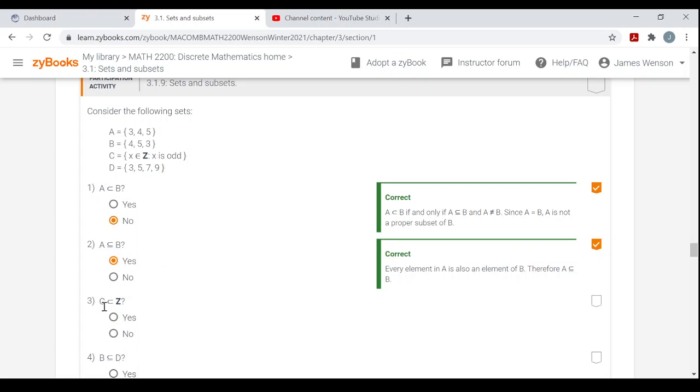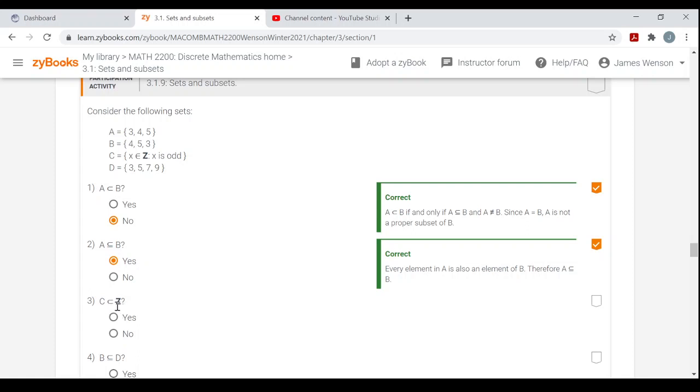Is set C a proper subset of the integers? So first off, is it a subset? In order to be a proper subset, you first have to be a subset. So is every element of C an integer? Yes. But to be a proper subset, you can't be equal.